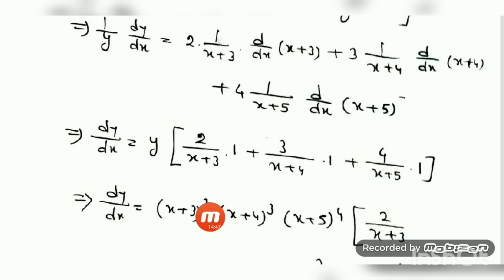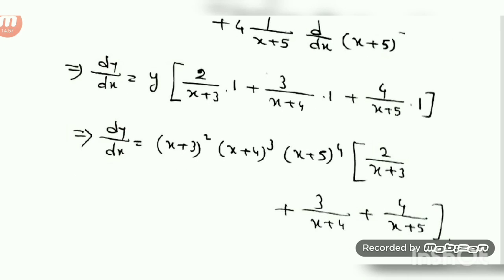Then here substituting the value of y, we get x plus 3 whole square, x plus 4 whole cube, x plus 5 whole to the power 5, into what? The last expression is 2 by x plus 3, plus 3 by x plus 4, plus the last term by x plus 5.